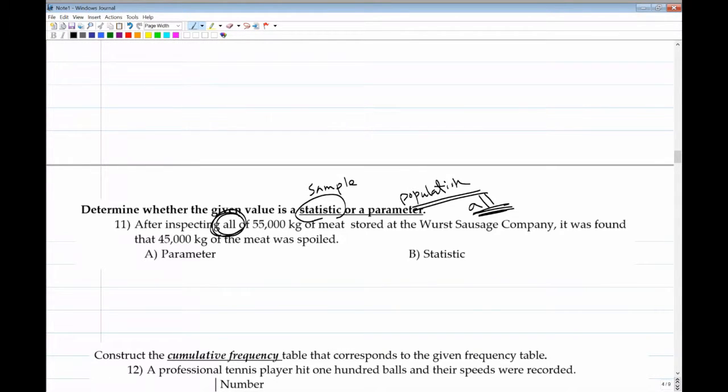All of 55,000 kilograms of meat, it found out that 45%, 45,000 of the meat was spoiled. But what is our sample all about? About all. Therefore, this is a population, and population, we mentioned, deals with parameter.